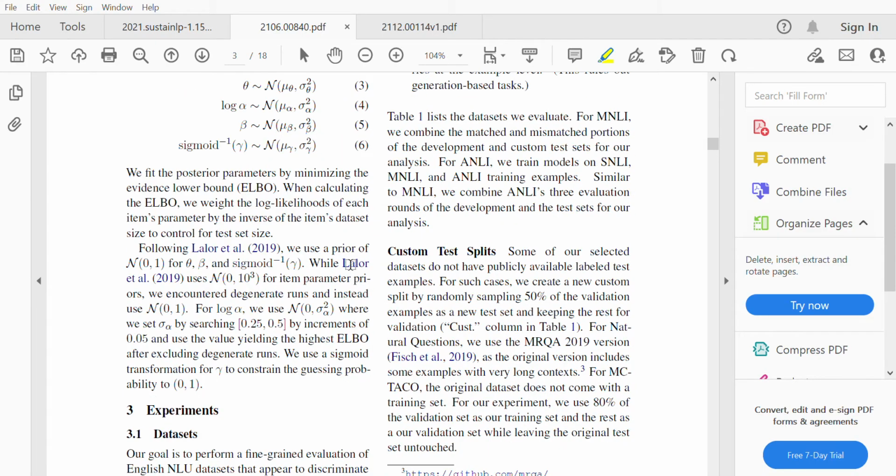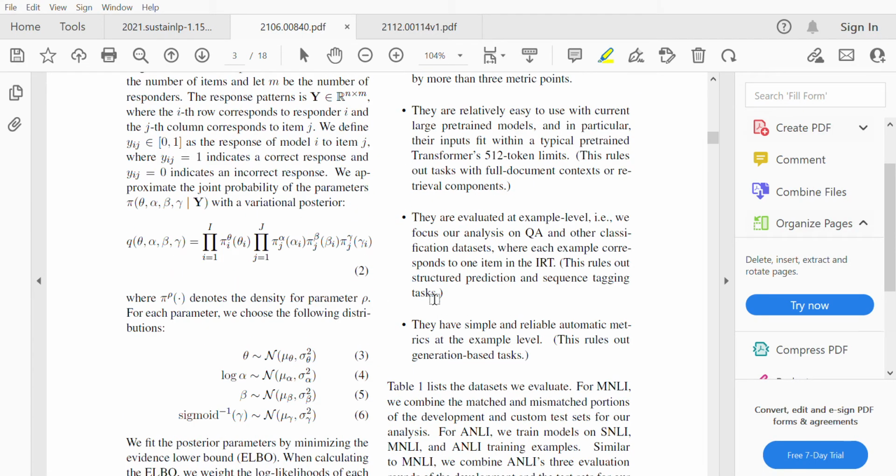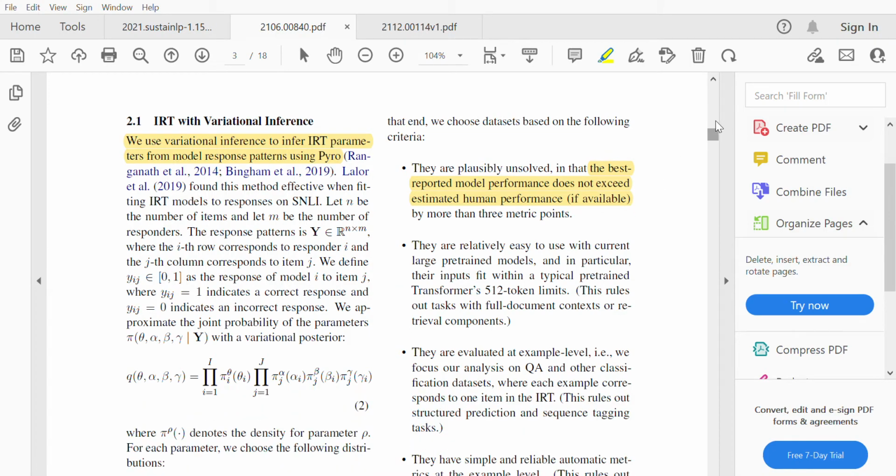But we are then going to cover a number of different data sets. I think they have 29 in total that they look at. And then they are also going to only look at data sets where the best reported model performance does not exceed estimated human performance, because those are the data sets we obviously care about for doing state-of-the-art things.